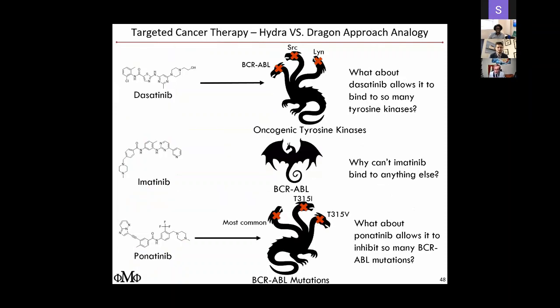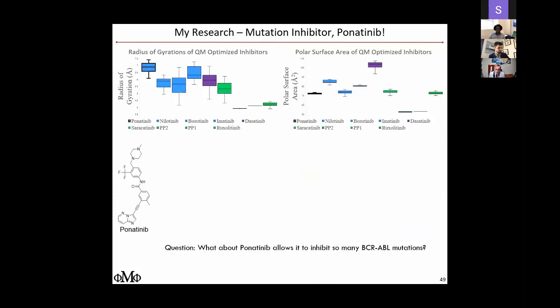Let's remind ourselves of our questions. What about dasatinib allows it to bind to so many tyrosine kinases? Why can't imatinib bind anything else? And what about ponatinib allows it to inhibit so many different BCR-ABL mutations? Let's look at ponatinib here, right? So there's a graph of all the different conformations I looked at, and I calculated the radius of gyration and polar surface area. Let's look at ponatinib down here on the left in the bolded areas.